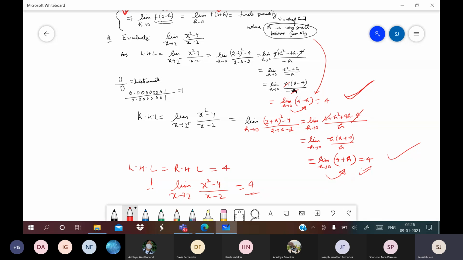So now in the questions, you will be required to use this LHL RHL method, not that tabular form. Okay, that was for the understanding.